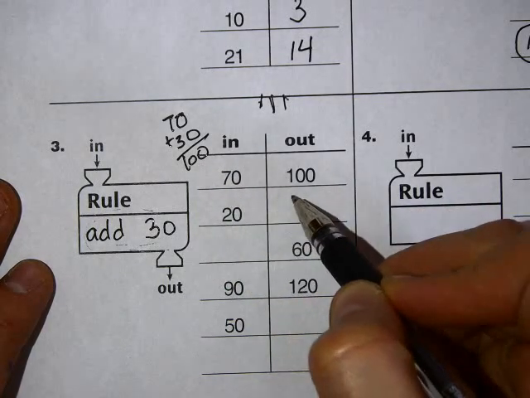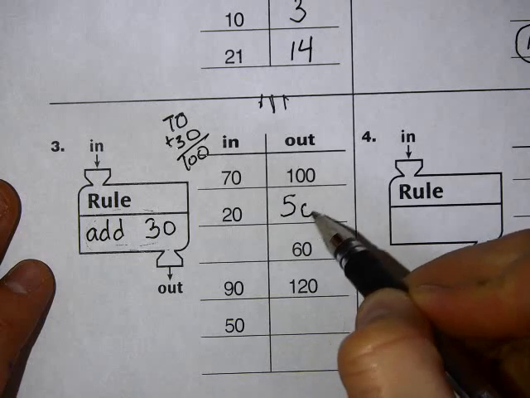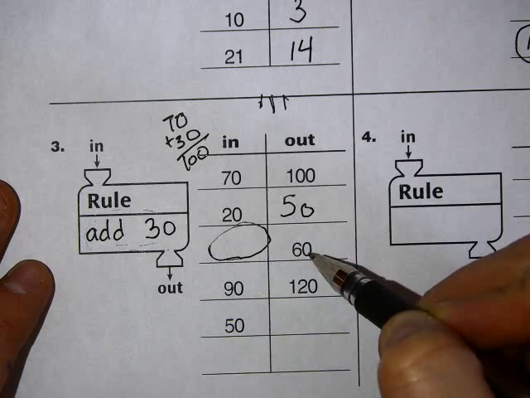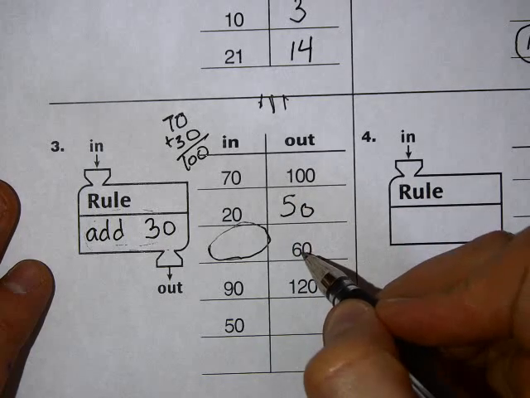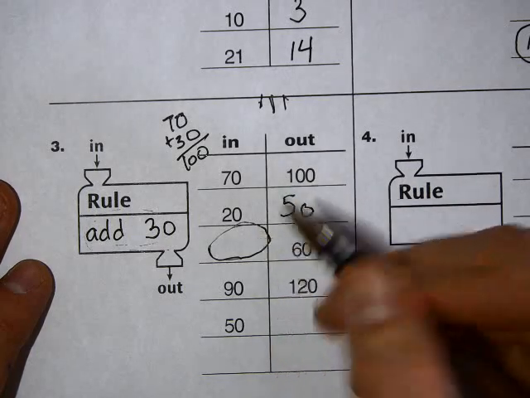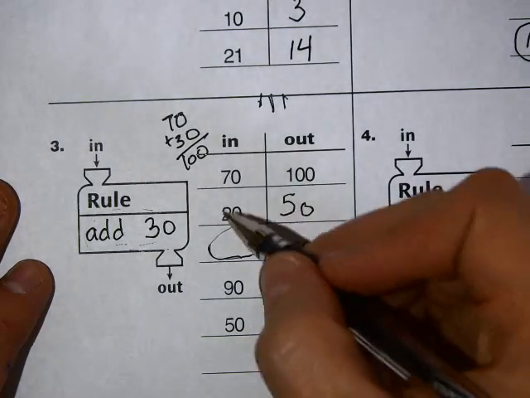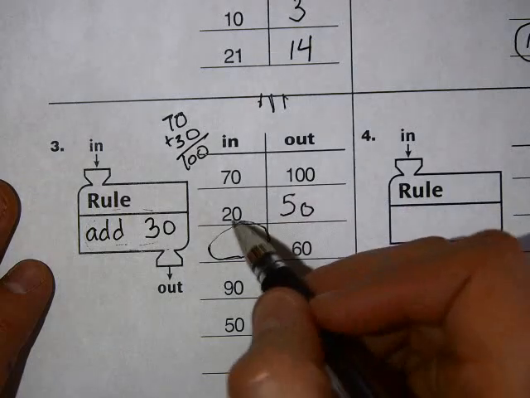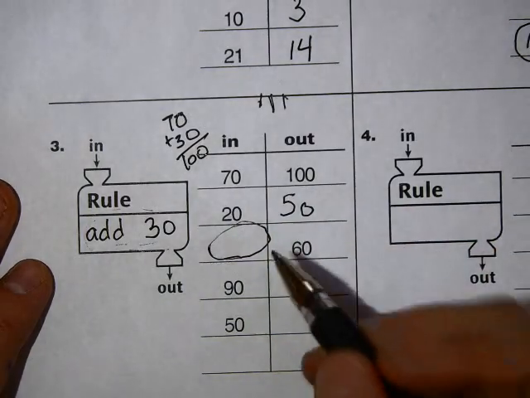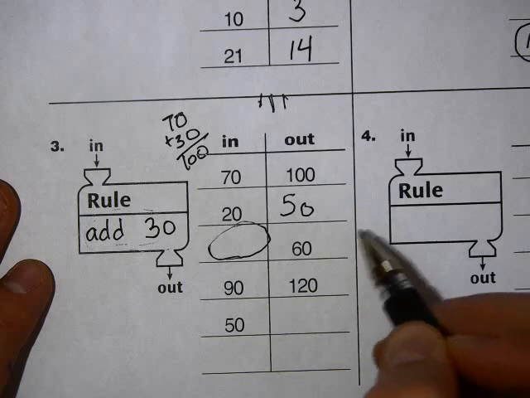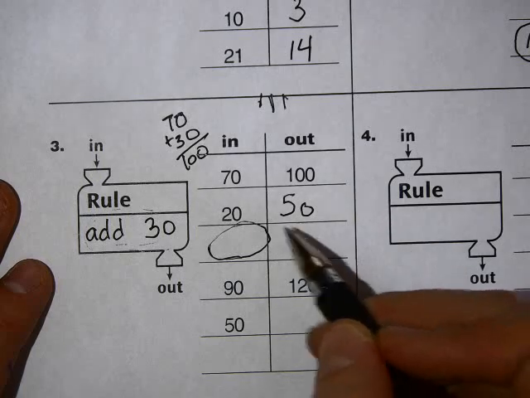So 20 plus 30 is 50. And I know something plus 30 is 60. So I have to either subtract or count up. I have to try some numbers maybe and count up. Whatever strategy you use is your choice to figure out what this number is. I'll just tell you, it's going to be less than 60. You're not adding 30 to 60, because that would be a different number.